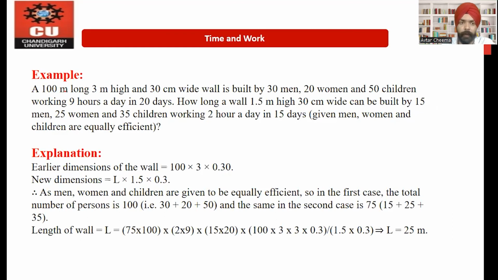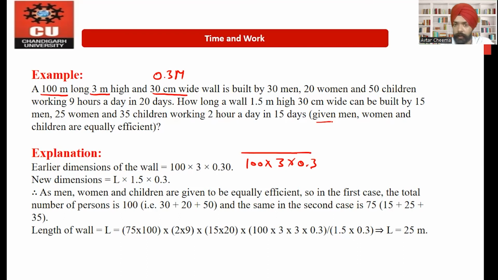Example is given there. Here, this is the 100-meter long wall, and the height is 3 meter and wide is 30 centimeters. So I will write down 0.3 meter. All will be in the form of meter. So this is the work done. Work done is 100 multiplied by 3 multiplied by 0.3, and completed by 30 men, 20 men, and 50 children.